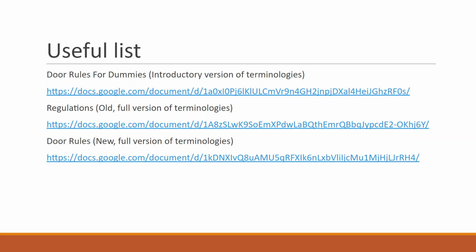But if you don't want to just hear me talking about some selected terminologies, and you want to know all of the terminologies, here's a useful list for you. You can always refer to these three lists. So this would be the introductory version of terminologies for people who have just started out. And then we have two more documents. One is the old one, one is the new one. And both of them are the full version of terminologies. So you can always refer to them if you want some more knowledge.